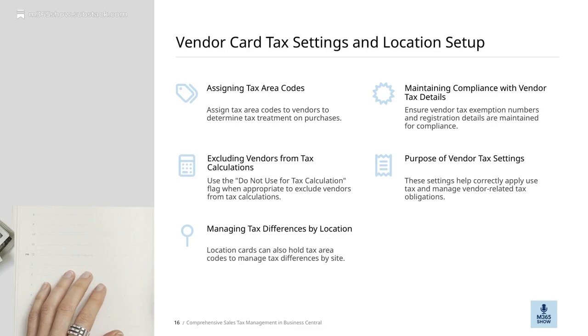Finally, assigning tax area codes to vendors determines how their purchases are taxed. This setup helps us apply the correct tax treatment based on the vendor's location or the nature of the transaction, ensuring accuracy throughout the process. All these settings work together to give us comprehensive control over sales tax management, aligning with our overall goal of maintaining compliance and efficiency in Business Central.